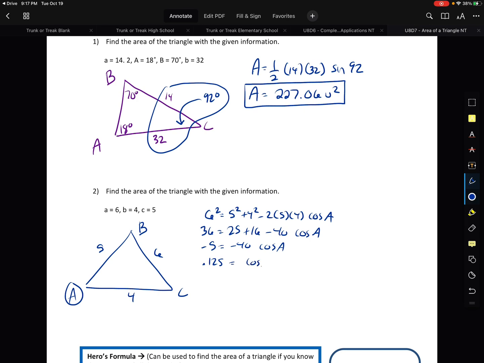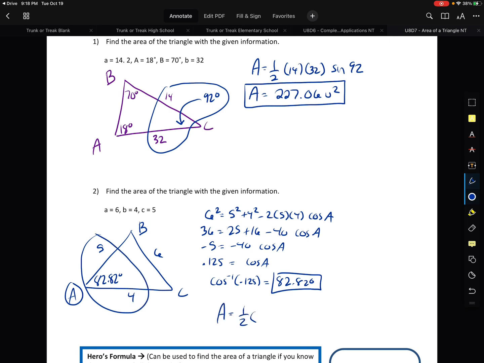I got 0.125 equals cos A, inverse cosine, and my angle is 82.82 degrees, which now I'm good to go. 82.82 degrees, there's my side angle side. Area equals 1/2 times 4 times 5 times sine of 82.82. Type into my calculator, the area of this triangle is 9.92 units squared.